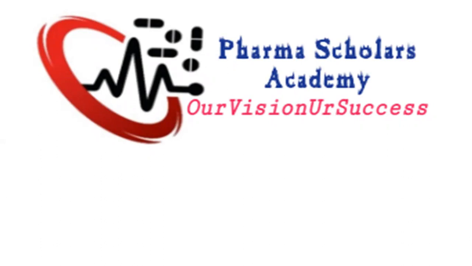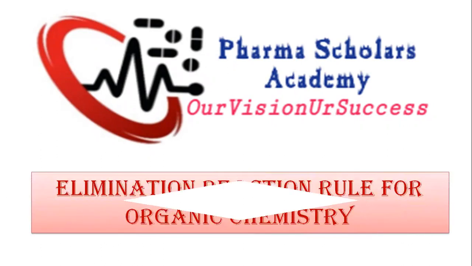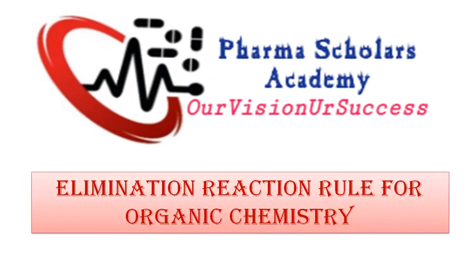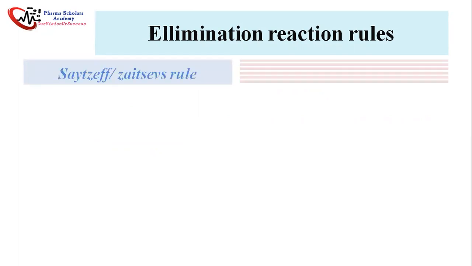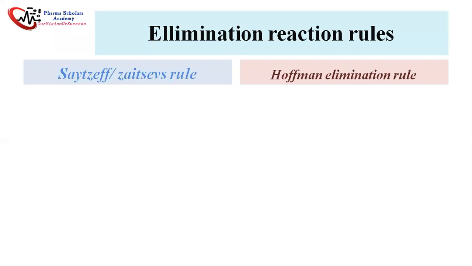Myself Rutuja. Today I am going to explain some important rules which are needed for elimination reactions in organic chemistry. Elimination reactions mean there is an elimination of some byproducts, which are ethanol, butanol, alcohol, water, or the alkyl halides. For the elimination, there are two rules: one is Saytzeff and the second one is the Hofmann elimination rule.